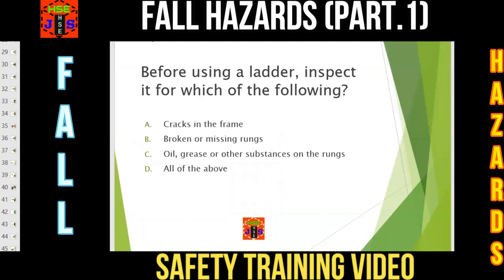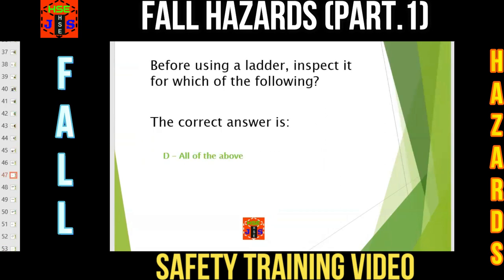Question number 1. Before using a ladder, inspect it for which of the following? A. Cracks in the frame. B. Broken or missing rungs. C. Oil, grease or other substances on the rungs, and D, all of the above. What do you think? Which is the correct answer? You will check oil and grease, damaged rungs, missing steps, or cracks in the frame. So D is the correct answer.